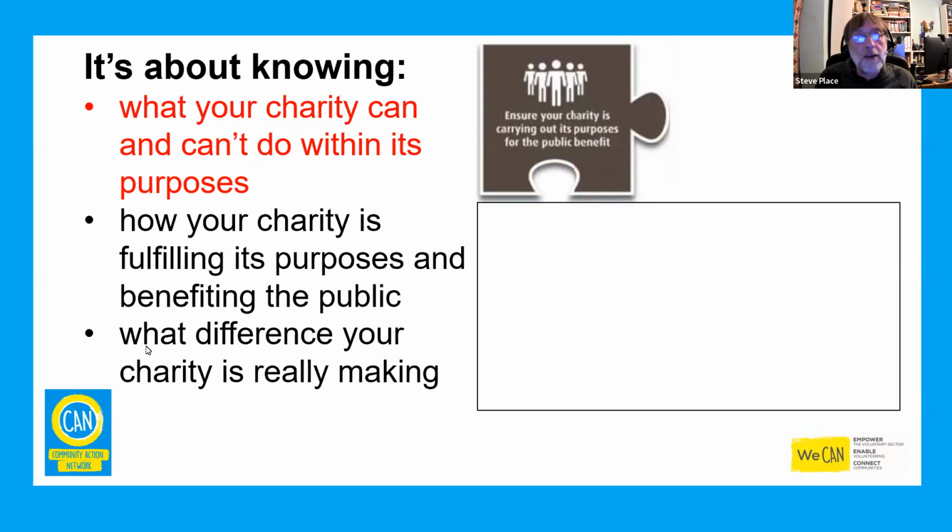So, ensuring your charity is carrying out its purposes for the public benefit, and the financial one is what your charity can and can't do within its purposes. A basic tenet of charity law is that any of your assets, so that's cash, things, reputation, investments, must only be used to further your charitable objects. Therefore, when you're asked about any spend, you need to satisfy yourself that it falls within your objects. If you do spend outside it, then that's one of the very rare occasions that the trustees could be liable to repay the charity out of their own pockets. But as I said, only if that was done knowingly.